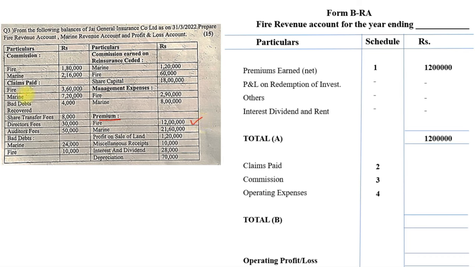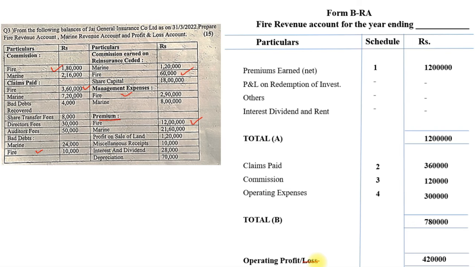Claims paid: the claim of fire is 3 lakh 60,000. Commission again is 1 lakh 80 minus 60,000 because we are ceded and paid, which comes to 1 lakh 20. For operating expenses, we have bad debts of fire insurance, that is 10,000, and management is 290. So 290 plus 10 is 3 lakhs. 3 plus 3 is 6, plus 1, 780 is the total. 12 lakhs minus 780 is the profit, so it will be 4 lakh 20,000 profit.